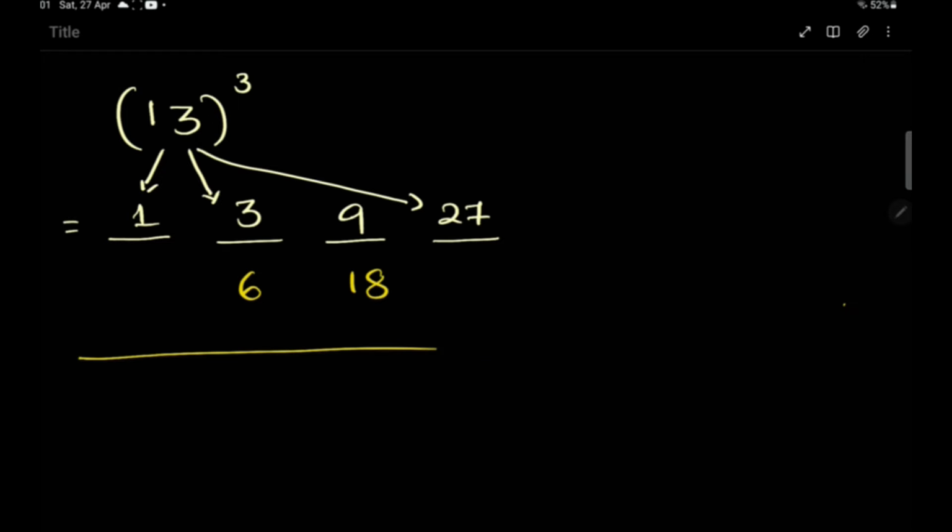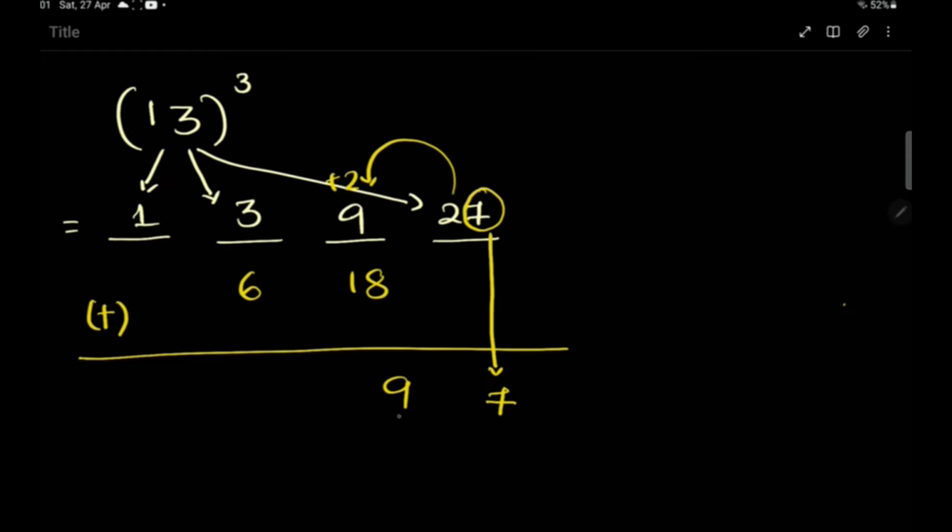Now let us add all these numbers. As we have already discussed, we can only bring one digit here. Then I can write 7 here, 2 will be carry forward, then this number will become 9 plus 2 is 11, 11 plus 18 is 29. Only one digit we can bring down, then I can write 9 here and 2 will be carry forward.